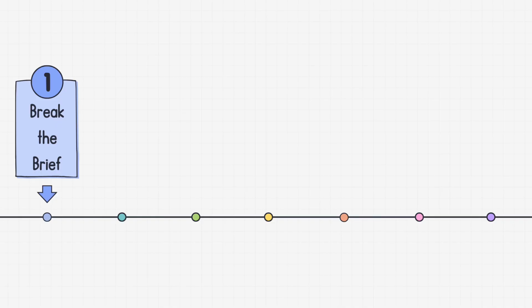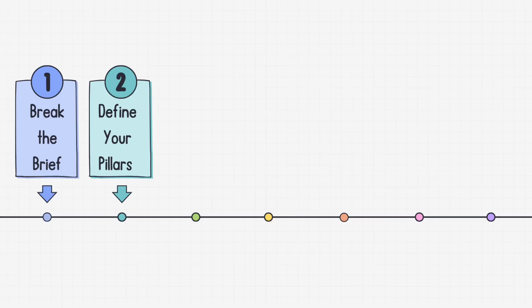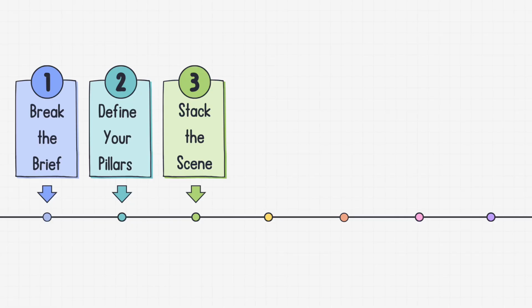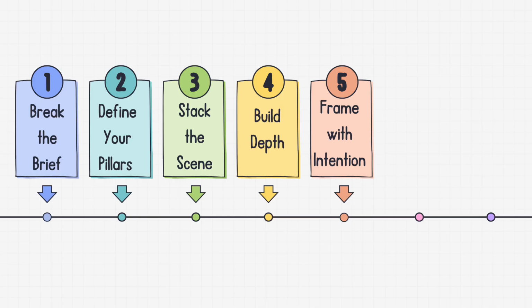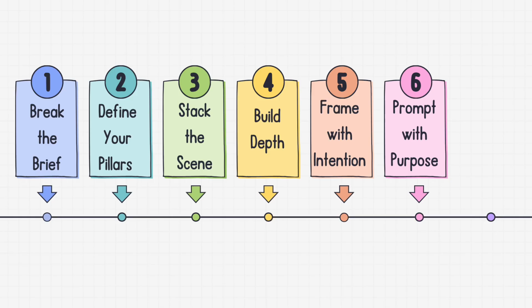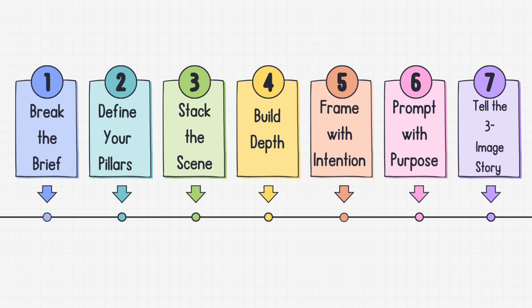Let's recap the full creative clarity blueprint. Number 1 was to break the brief, where you break down your idea into visual cues. Number 2 was to define your pillars, defining color, emotion, and texture. Number 3 was to stack the scene. Number 4 was to build depth by using foreground, midground, and background. Number 5 was to frame with intention by choosing your camera angle. Number 6 was to prompt with purpose, using a clear prompt for AI. And number 7 was to tell the 3-image story.